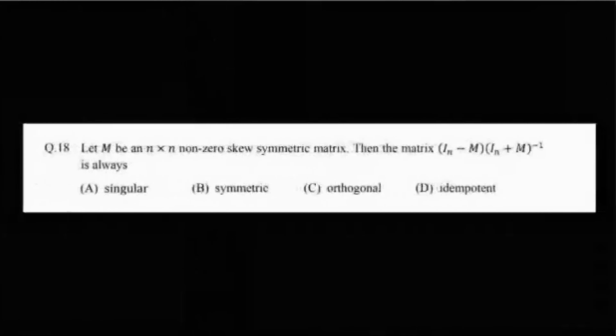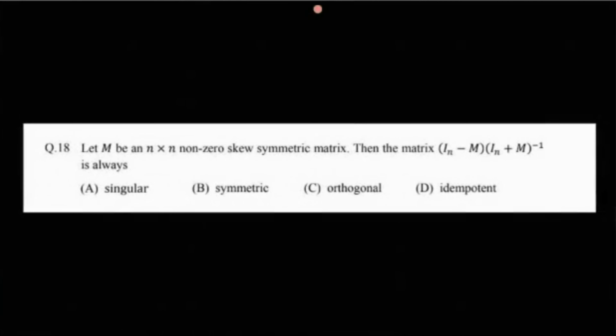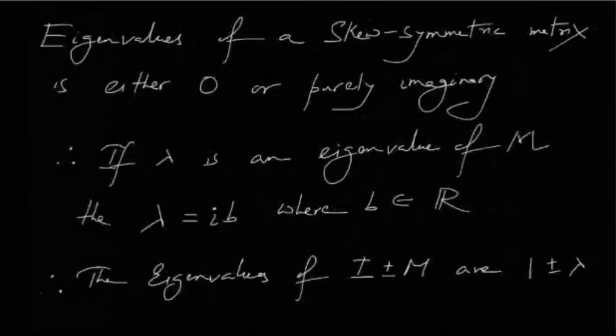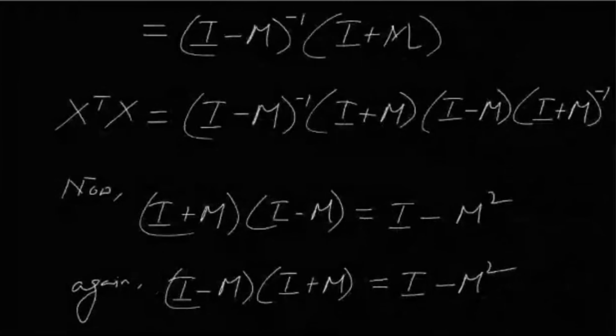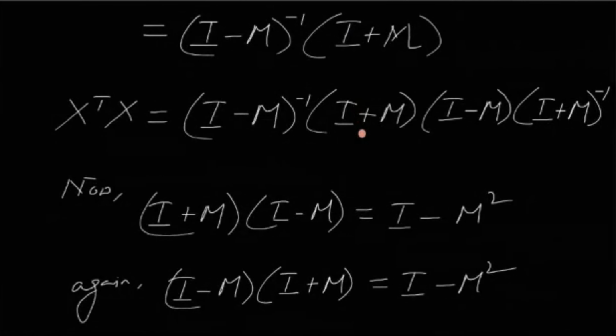So here we have the solution to this problem. It's a very easy problem actually. We just needed to know the properties of various matrices, and that's it. The main trick was that for X transpose X, the terms I plus M and I minus M commute. That was the only thing needed for this sum.